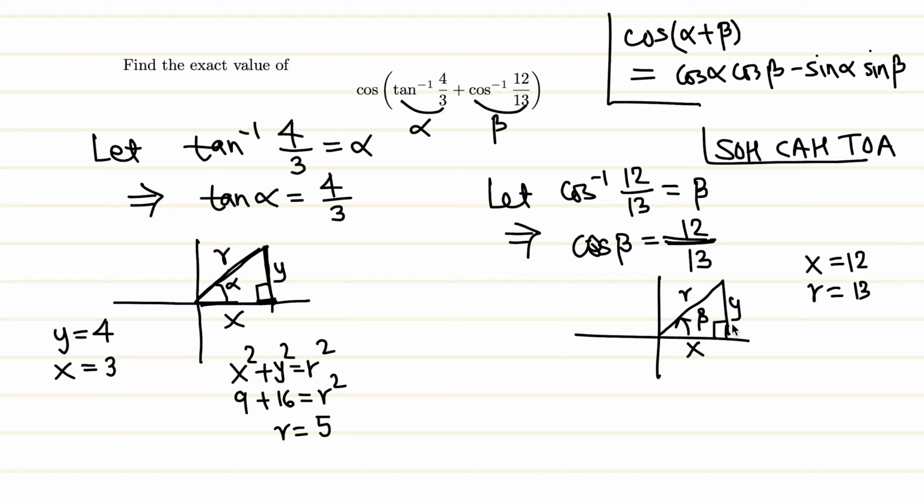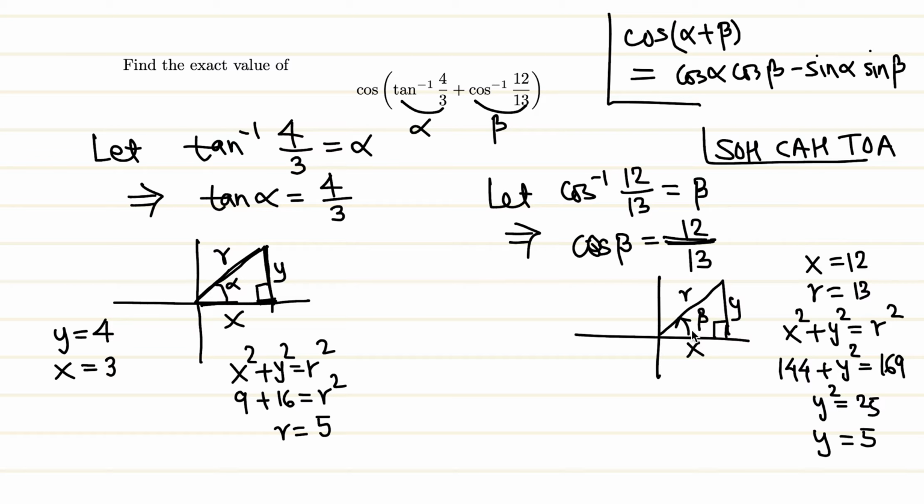Y is missing. Now we can use the same Pythagorean identity, x squared plus y squared equals r squared, and determine the value of y. So x is 12 squared, 144, y unknown, r 13 squared, 13 times 13, 169. Subtract 144 from both sides, 25. So y, take the square root, 5, plus minus, but everything is in the first quadrant. Now we have all three sides for this right triangle with angle beta as well.